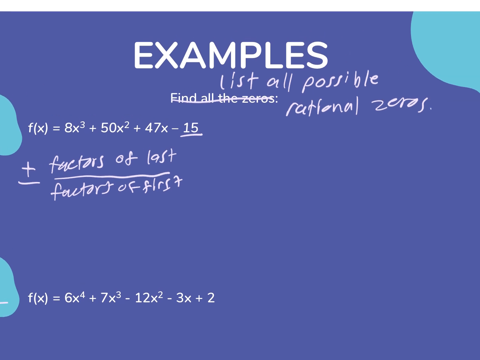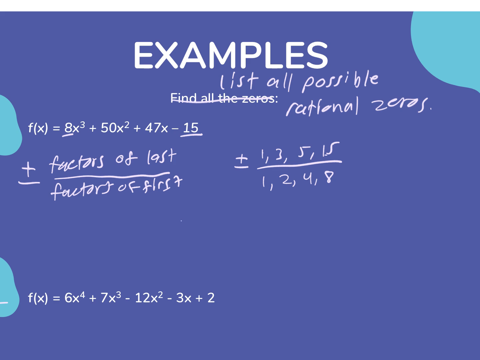So our possible zeros are going to be plus or minus factors of 15, which are going to be 1, 3, 5, and 15, right? All of these are factors of 15. Over factors of our first term, right? Our first term we see is this 8 right here. So factors of 8 are going to be 1, 2, 4, and 8. Right, and this isn't going to be your final answer. You're going to want to actually list them all out.